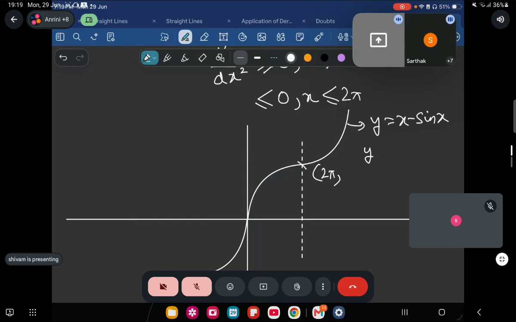If I want to find, sir, y equals 2 pi only, sir. y is equal to 2 pi, it will be 2 pi only, right? Yes, sir. So why is it taking so much time? I cannot understand.